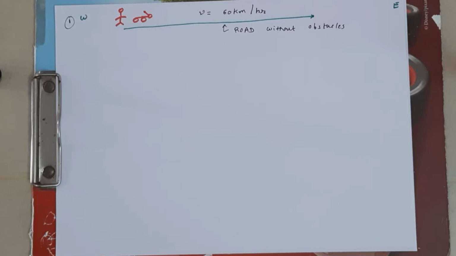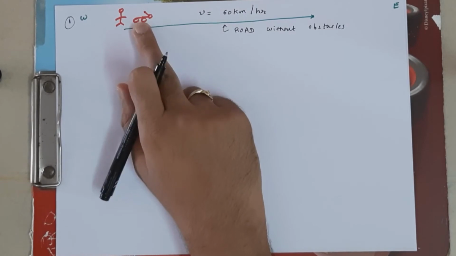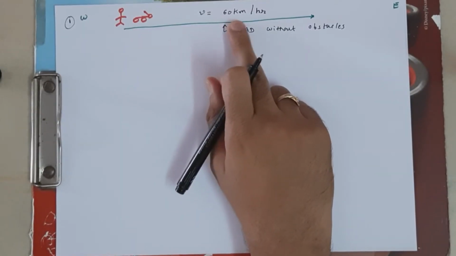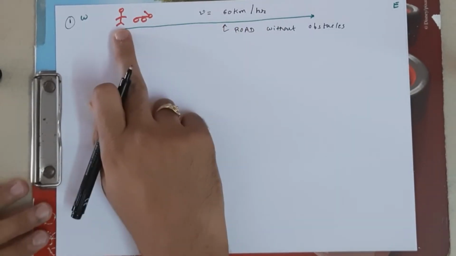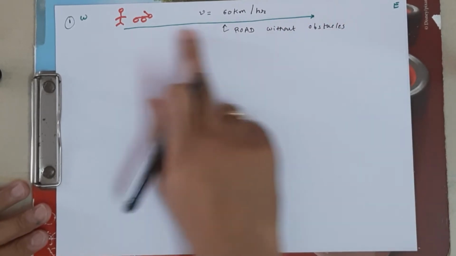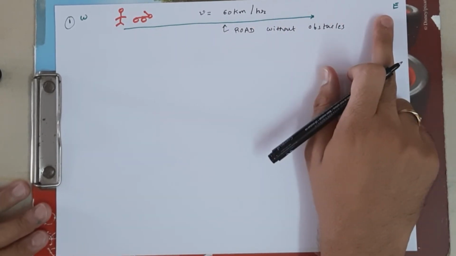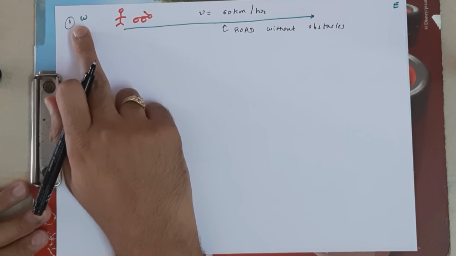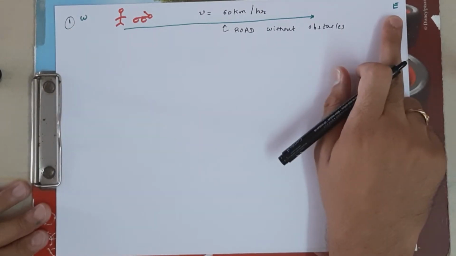Because there are no obstacles on the road, there is no heavy traffic, there is no other vehicle present on the road. So the boy drives his motorcycle with constant speed 60 km per hour, and the road is also constant. That means the direction is also constant. Which direction? From west to the east direction.